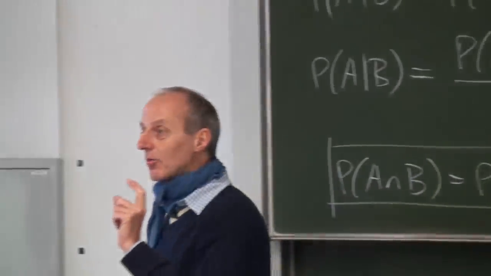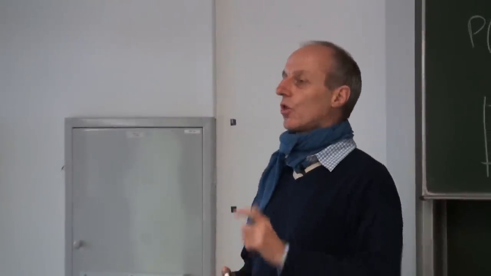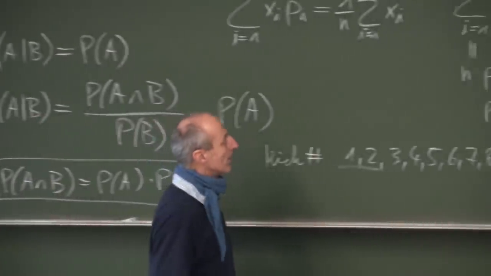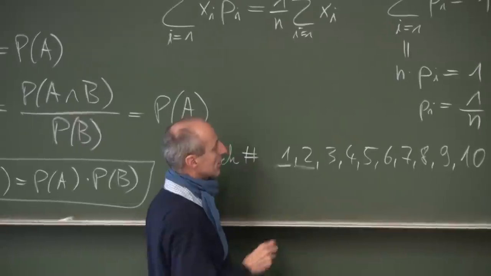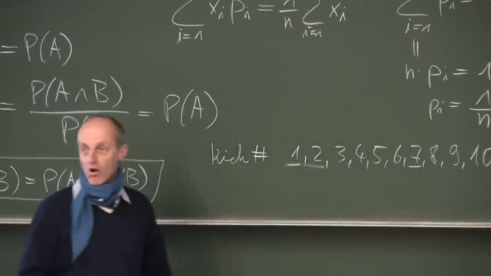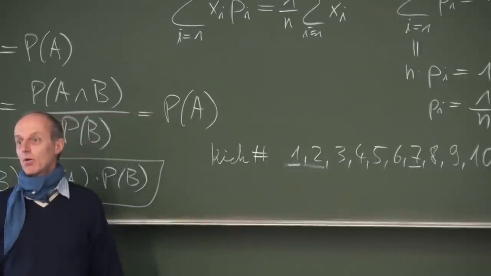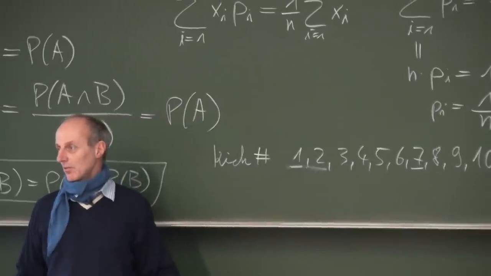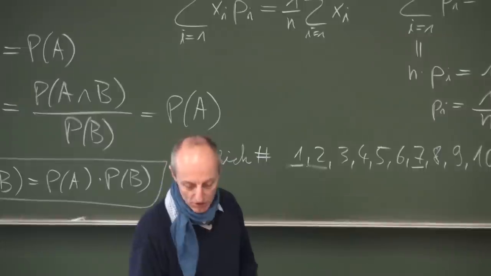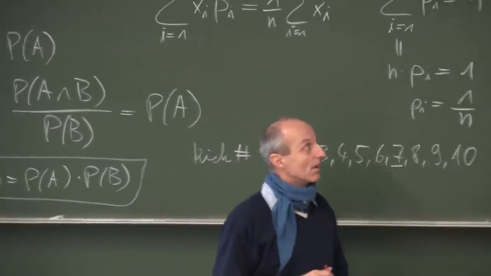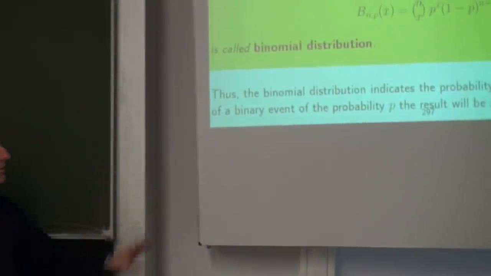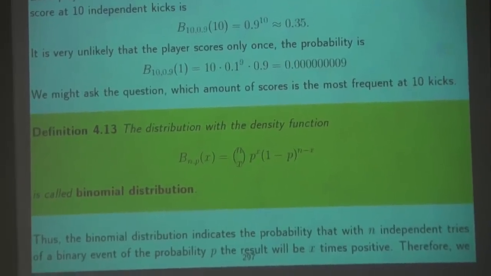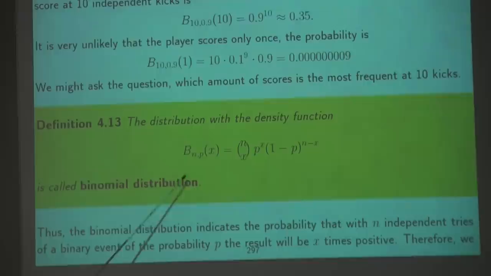But now if we ask how many chances do we have to score 2 goals out of 10 kicks, then we have to ask how many combinations there are to underline 2 of these numbers, maybe these 2. And that's the number of subsets with 2 elements out of a set with 10 elements. And that's the binomial coefficient. I mean, that's elementary combinatorics. If this is new for you, just repeat it, read it. Okay, and that's the binomial distribution.